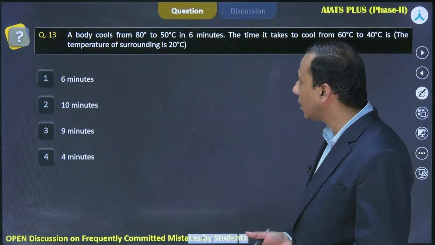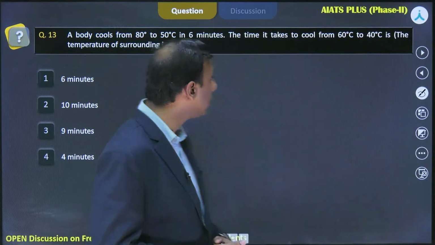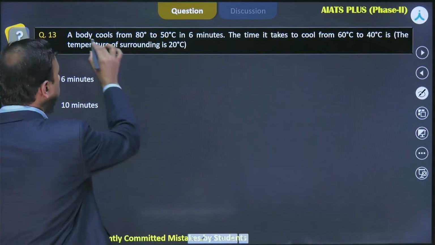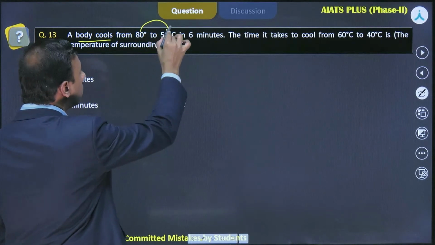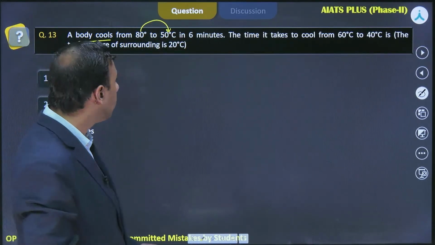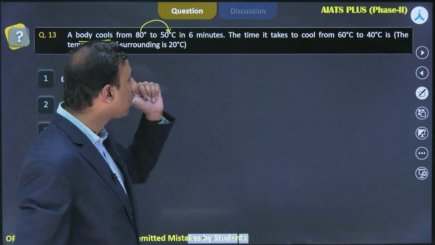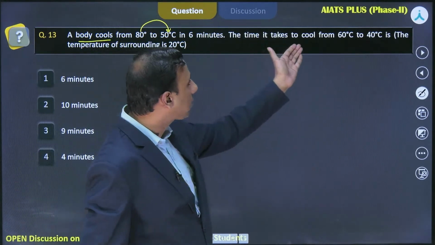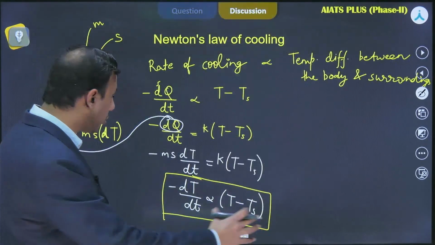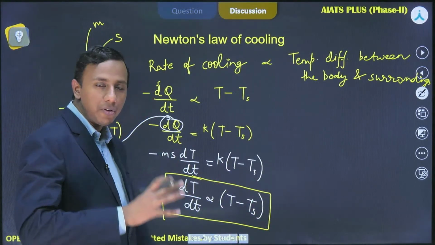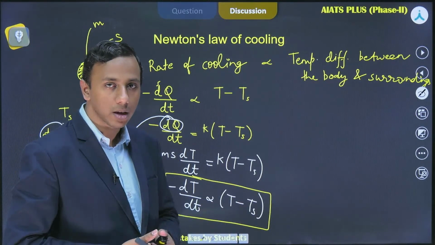Now let's see the question. See over here, what are they saying? The temperature of a body is falling from, say, 80 to 50 degrees Celsius in 6 minutes. And they're asking the time it takes to cool from some other temperature to some other temperature. So we are going to use this formula over here, but we are going to use a trick. We can call it like that.